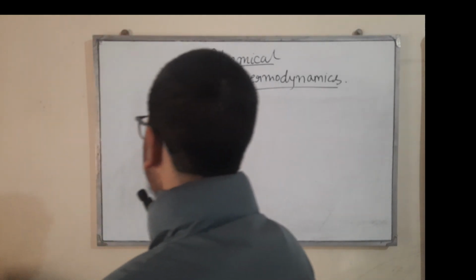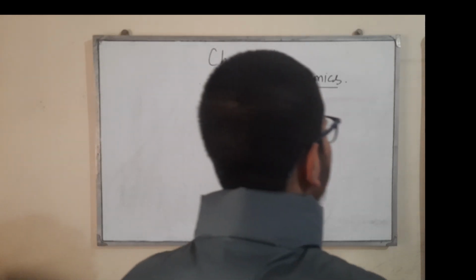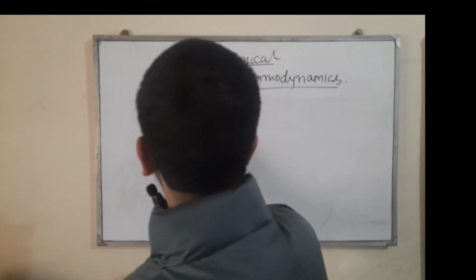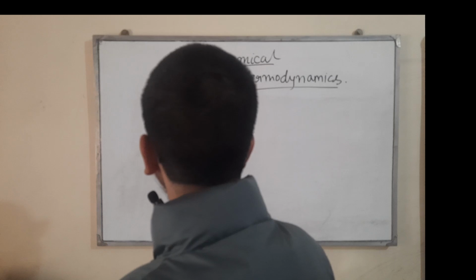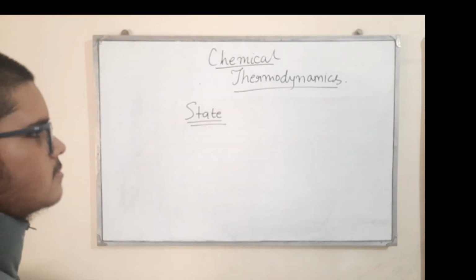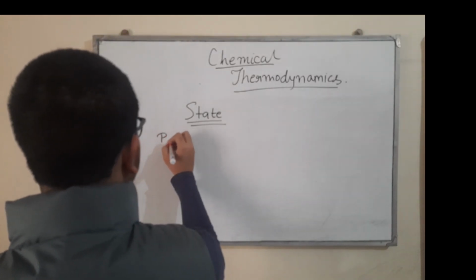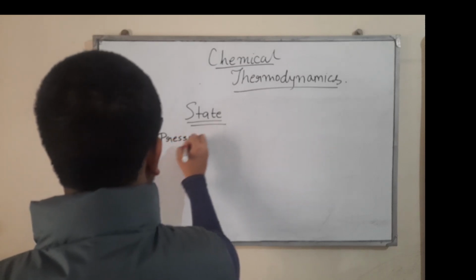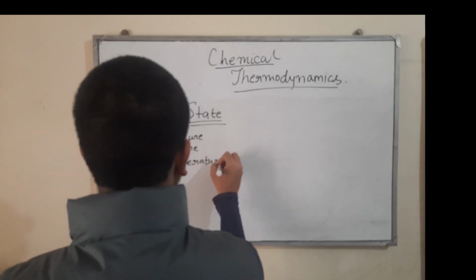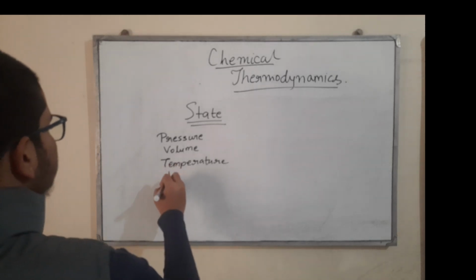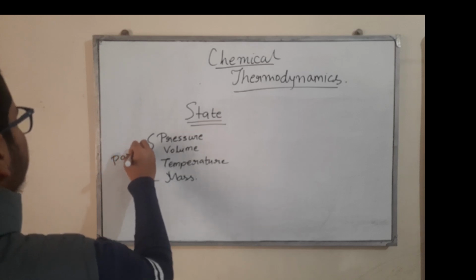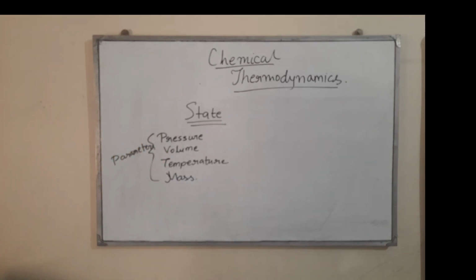Now, after system, surrounding, universe, boundary, all these terms, we are talking about state. Okay. What is a state? Now there are some parameters. Pressure, volume, temperature, then mass. All these parameters define the state of any system.